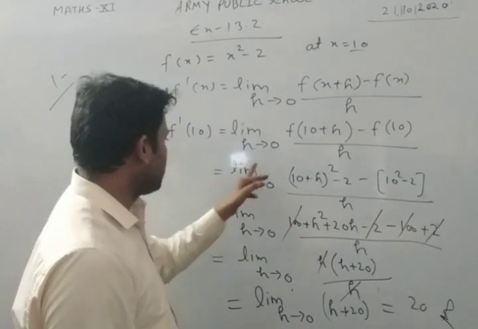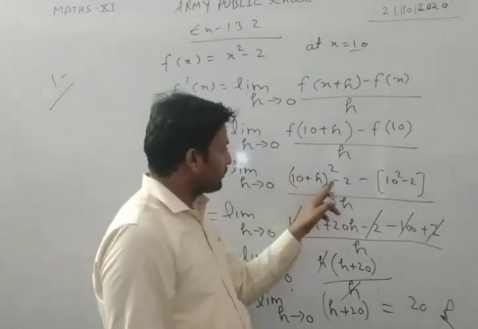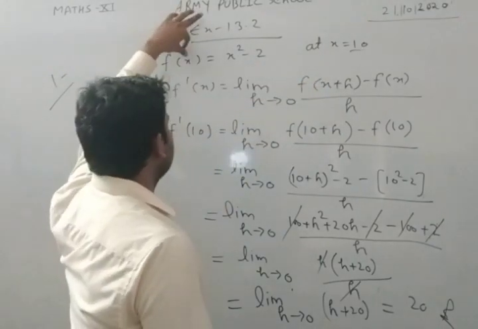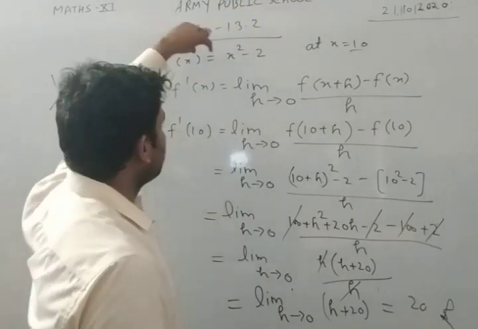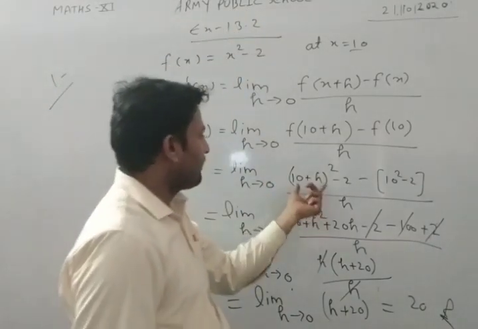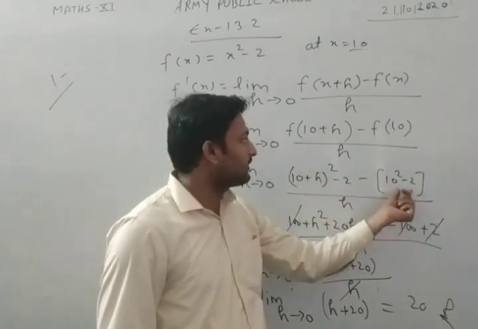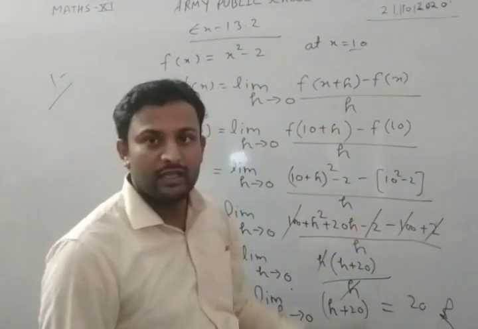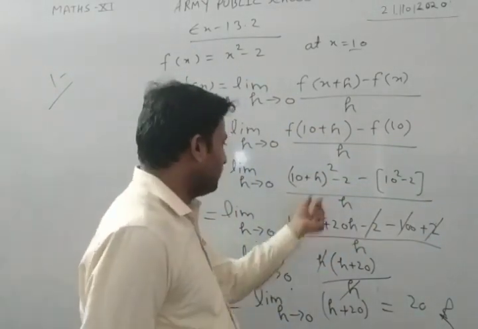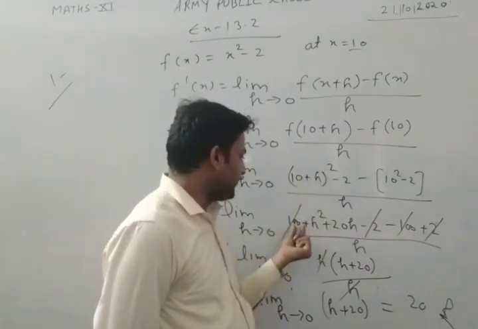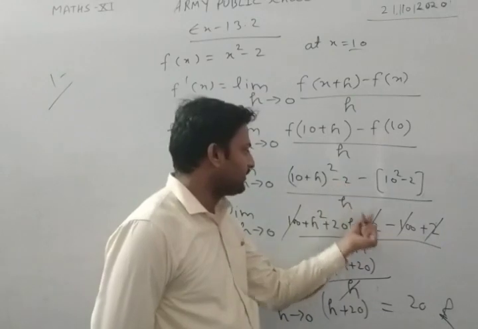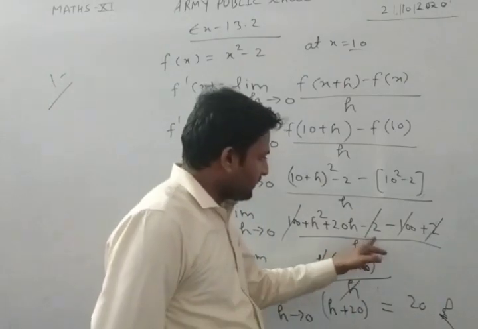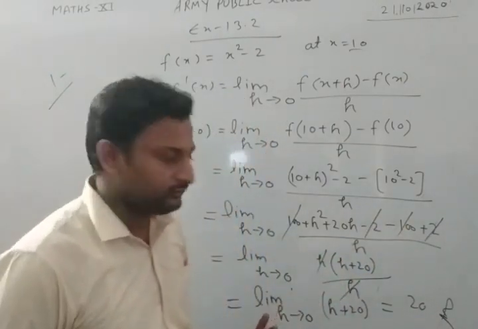Now limit h tends to 0, (10 plus h) whole square, because in this function, if here is x, we are getting function x square minus 2. If here is 10 plus h, then we get function (10 plus h) square minus 2. And this is our f(10). If we are putting the value 10, we get 10 square minus 2 and divided by h. Now we will open it. When we expand, we get a square plus b square plus 2ab, and this is minus 2, and this will be 100 minus minus plus 2. So minus 2 and plus 2 will be cancelled, no doubt.